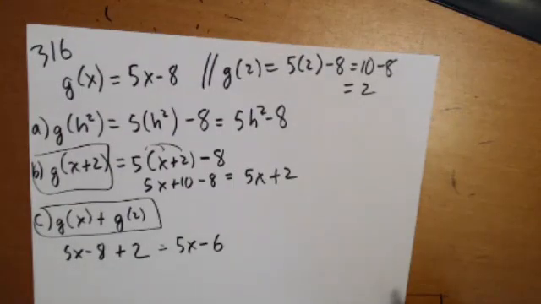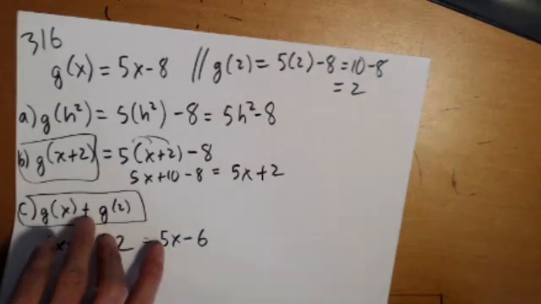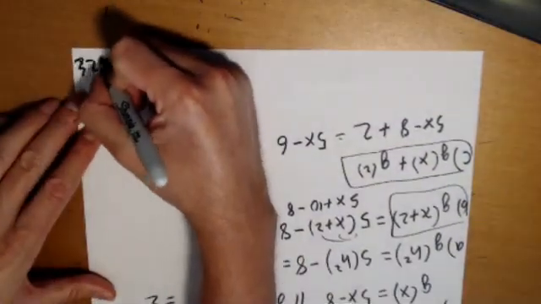Okay. This was pretty straightforward, I think. Let's do another one. Let's see, in 3.5, we're going to go up to 331. 328? Sure. 328.